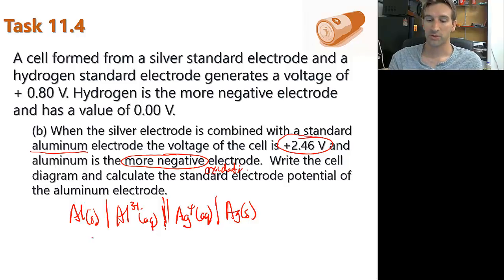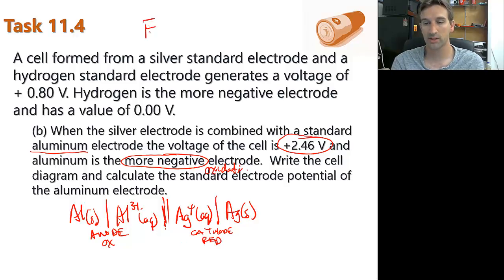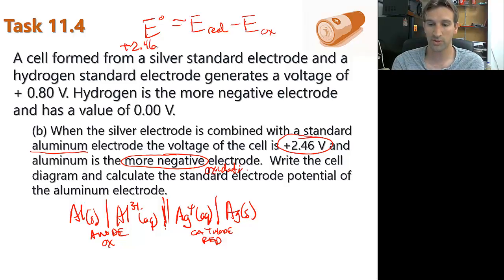To figure out our cell potential, remember, this is the anode on the left and the cathode here on the right. Oxidation occurs in the anode, reduction occurs in the cathode. So when I use my equation, the standard cell potential is the reduction potential of the thing being reduced minus the reduction potential of the thing being oxidized. I plug in the things that I know and I solve for the things that I don't. Positive 2.46 is the overall voltage of the cell. It's equivalent to the reduced species, that's going to be our silver, and we know that is going to be a positive 80.